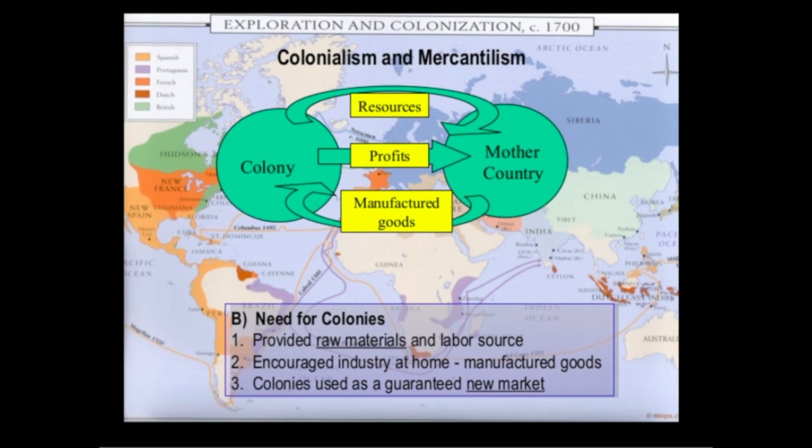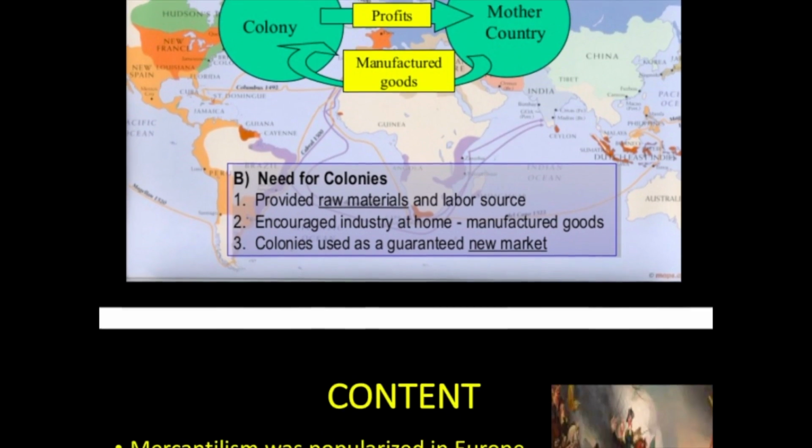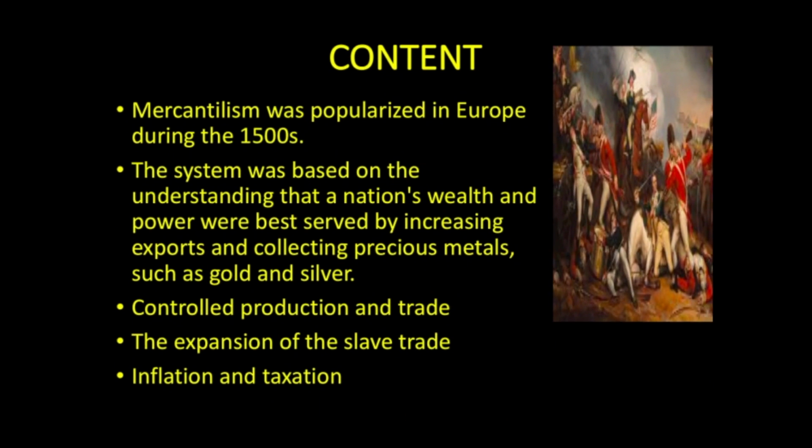Here it will become a little more clear how resources were taken out from the colony to the mother country, profits were shifted, and a market was created in a colony like America. So how would we start your answer? You will start your answer by providing a little bit of background that mercantilism as a policy was popularized in Europe in around the 1500s. In the context of America especially, mercantilism started from 1651 to 1673.